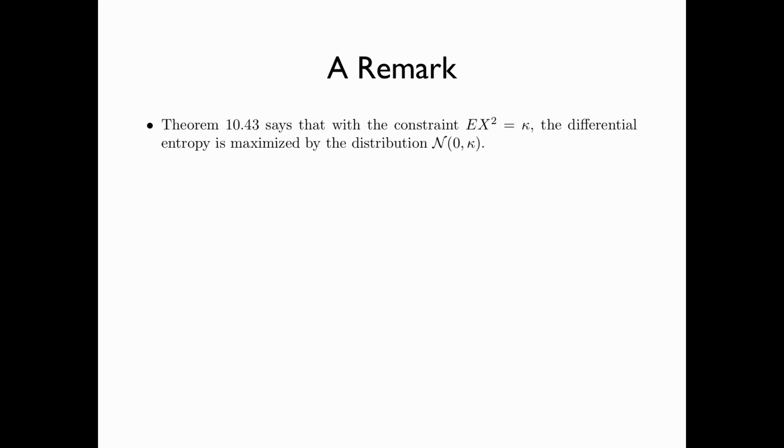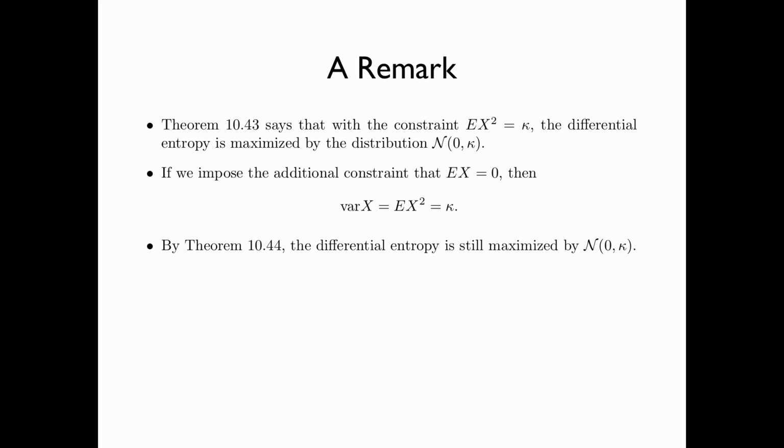The following remark is somewhat subtle. Theorem 10.43 says that with the constraint that the second moment is equal to κ, the differential entropy is maximized by the Gaussian distribution with mean 0 and variance κ. If we impose the additional constraint that the mean is equal to 0, then both the variance of X and the second moment of X are equal to κ. By Theorem 10.44, the differential entropy is still maximized by the Gaussian distribution with 0 mean and variance κ.